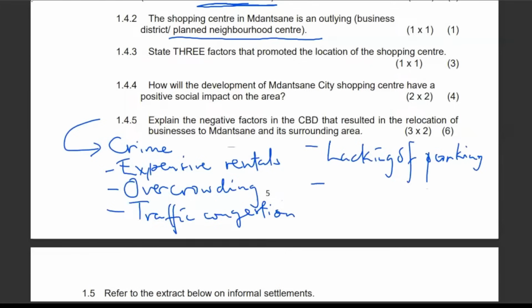And also we can talk of lack of expansion space. Because of lack of expansion space, there are limited opportunities for expanding the business. Hence, in the outlying business district or in the shopping malls there will be space for expansion for the business, such that it attracts businesses to the outlying business district. Right, that gives us the justification for that question.